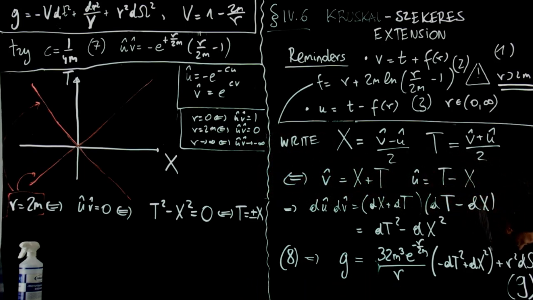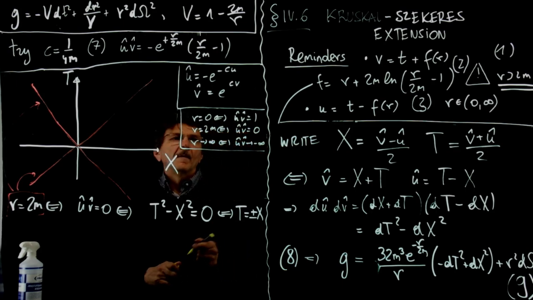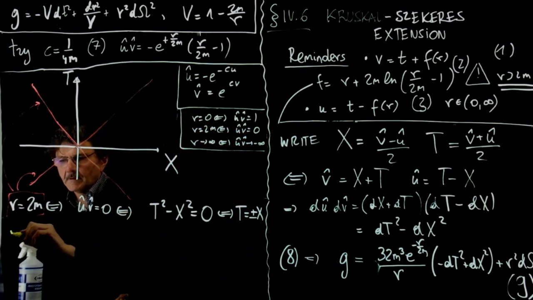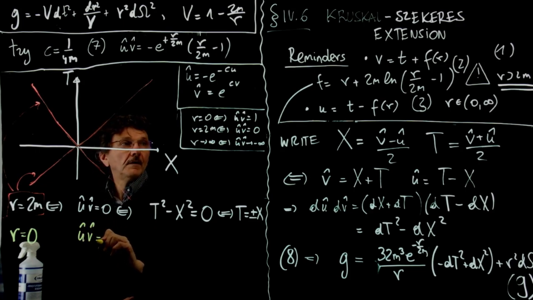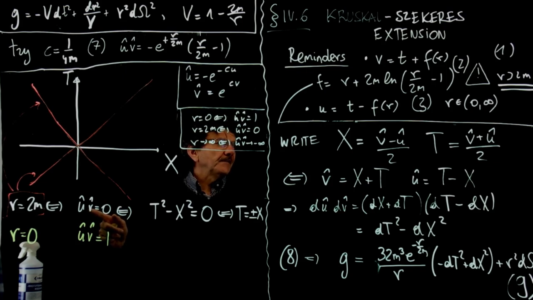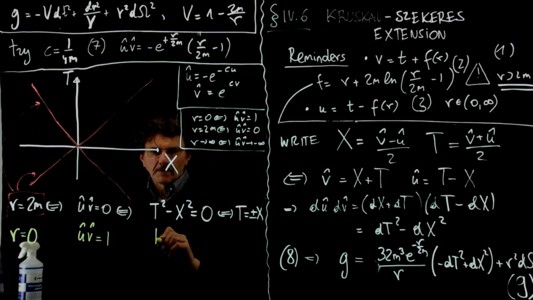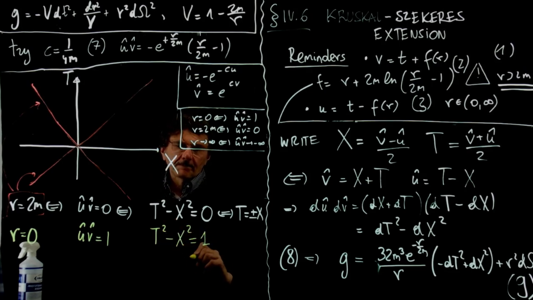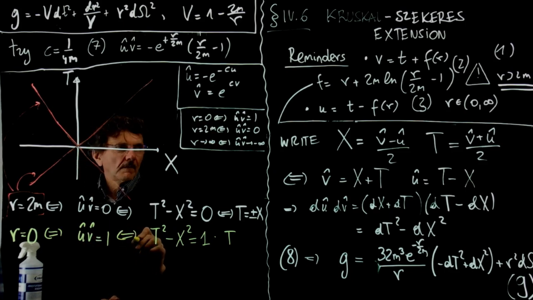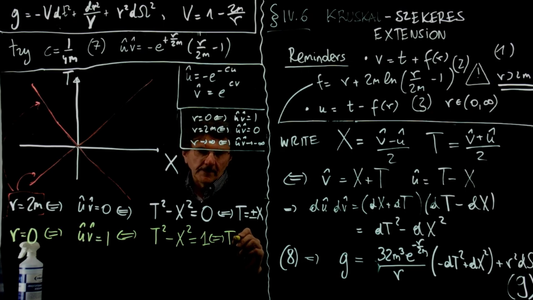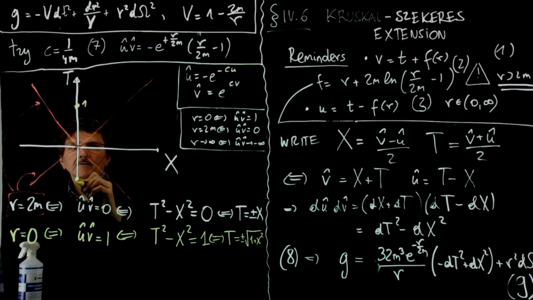What about r equals 0, right? r equals 0. So this means that this product is 1. But this product is, we've just seen, t squared minus x squared equal to 1, which is the same as t equal to plus or minus the square root of 1 plus x squared, which is a nice hyperbola. This is 1, with two sheets, and this is minus 1.